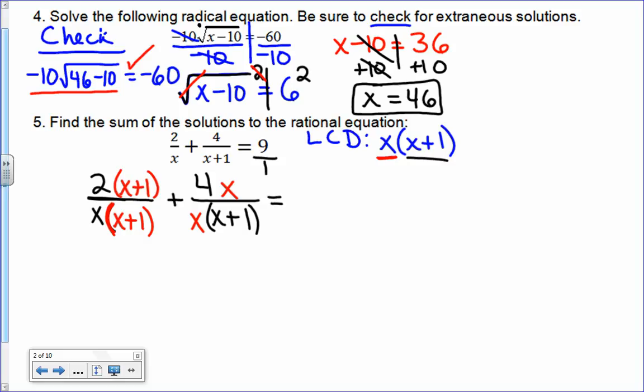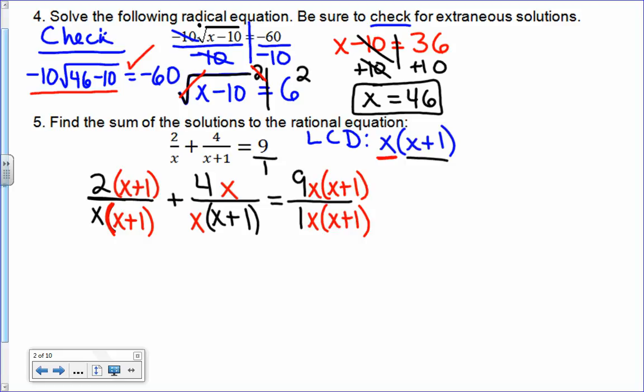Equals. Now, this one had 9 over 1. So this fraction on the bottom was missing both the x and the x plus 1. So I had to put them both. And I'm going to put them both on the top, too.